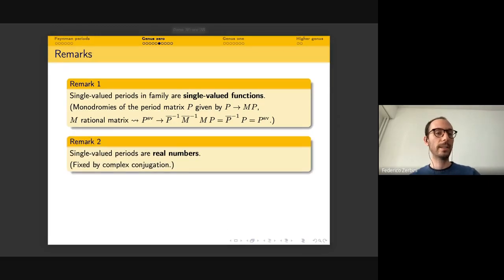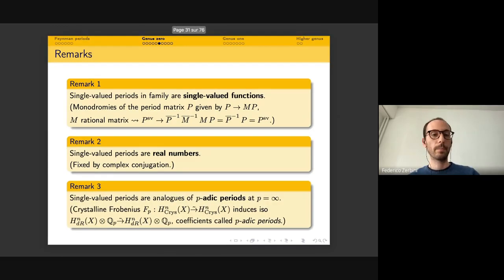And the second remark is that single-valued periods, one can prove they're fixed by complex conjugation using the definition, and therefore they're real numbers. And a third remark, which is not very relevant for this talk, is that they're p-adic periods at p equal infinity in some sense. So there are various definitions of p-adic periods. I think you have seen one in this very seminar at some point.